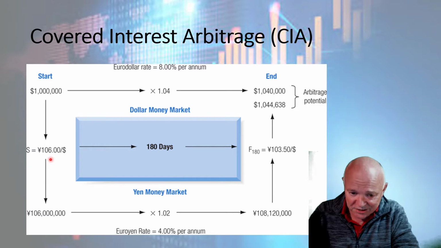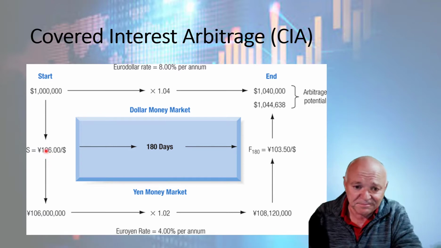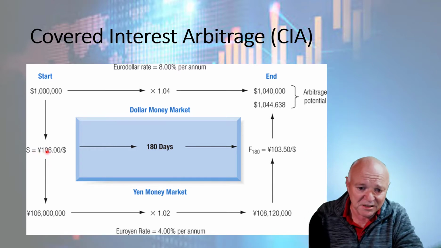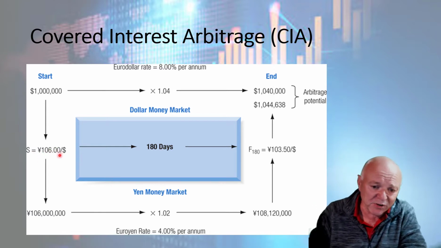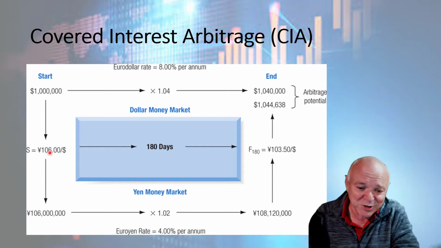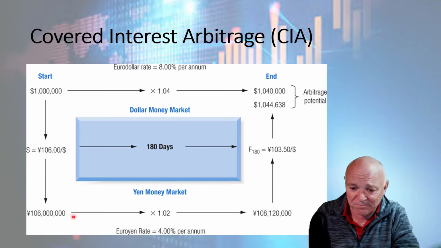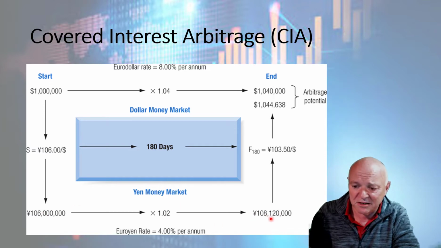Or you could put the money into, in this case, yen. So the dollar for the yen spot rate is 106 yen to buy $1. So 1 million turns into 106 million yen. Now, the yen is only yielding 4% per annum, 2% for 6 months. And so 106 times 1.02 gives me 108 million yen, 120,000.